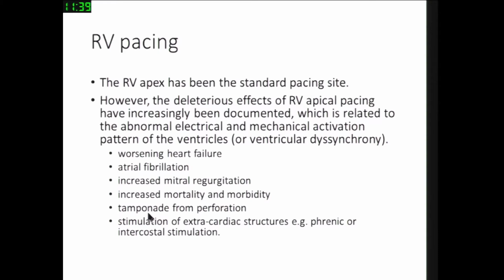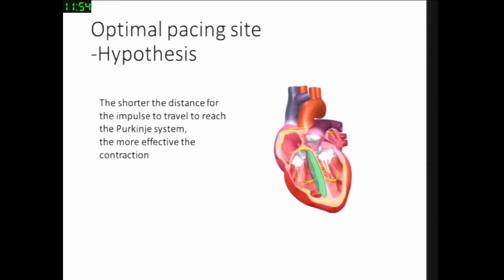Sometimes it is easy to develop tamponade because the RV apex is very thin in some patients, and there can be cardiac stimulation of some extracardiac structures, such as phrenic or intercostal stimulation. So it is time to change the optimal pacing site.